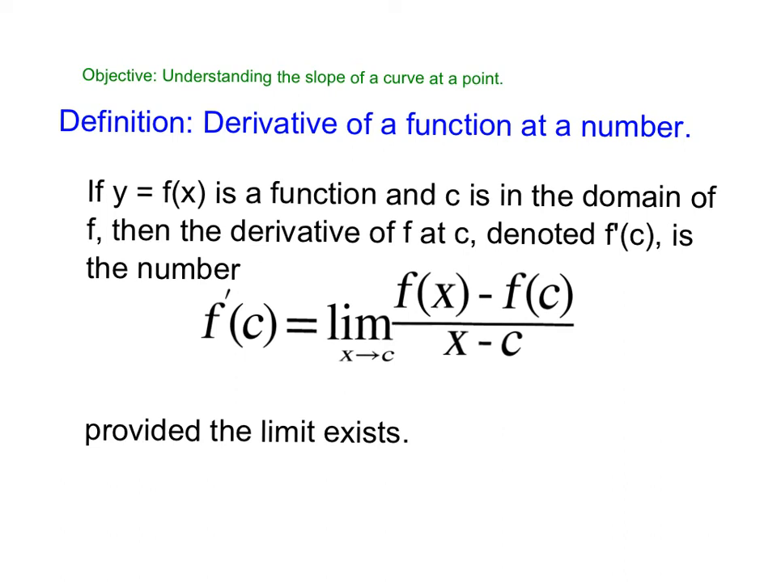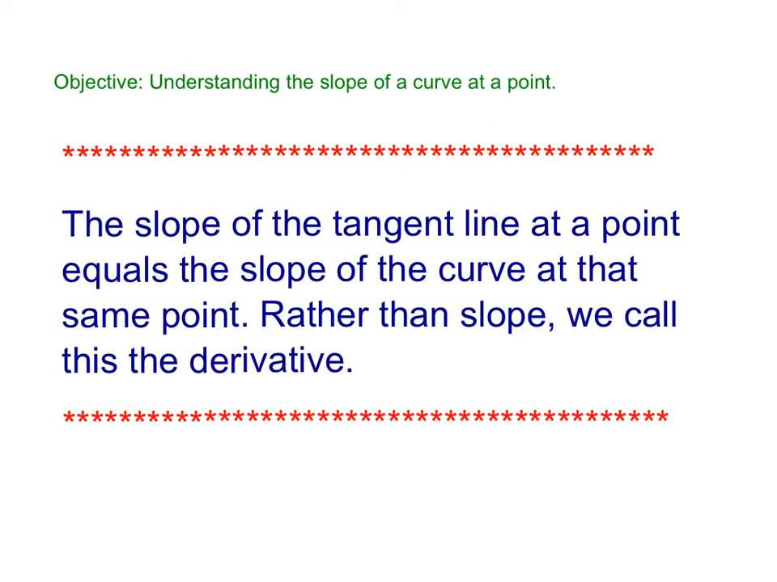The derivative of a function at a number is equal to the slope. So the slope of the tangent line is the slope of the function. But instead of calling it the slope of the function, it's called the derivative. I just talked in circles. I apologize. I wrote it down; you're going to write it down in a minute. Here it is. The slope of the tangent line at a point equals the slope of the curve at that point. Rather than slope, we call it the derivative. When we have some curve, the slope of the curve is equal to the slope of the tangent line, but instead of slope, we just call it derivative. And you'll get used to it, I promise.